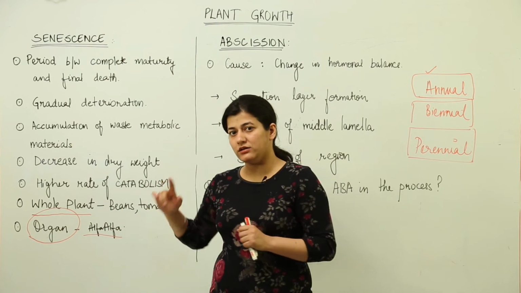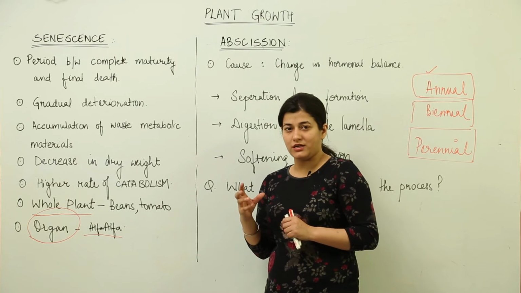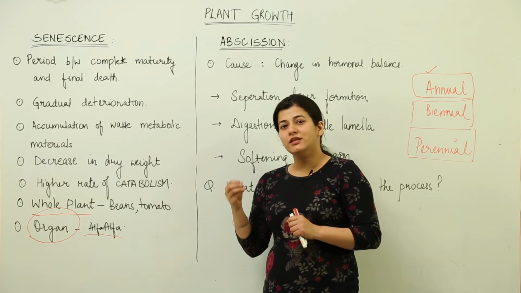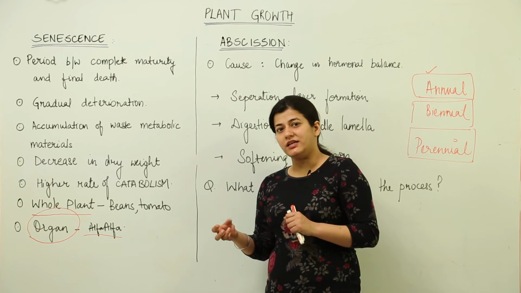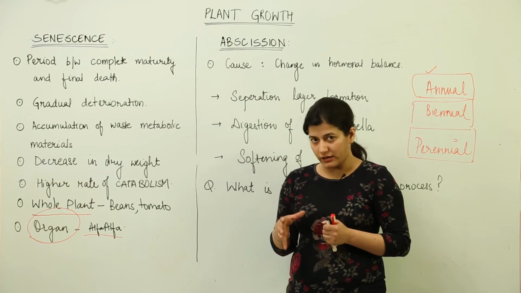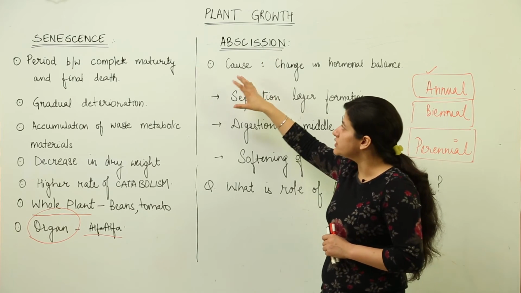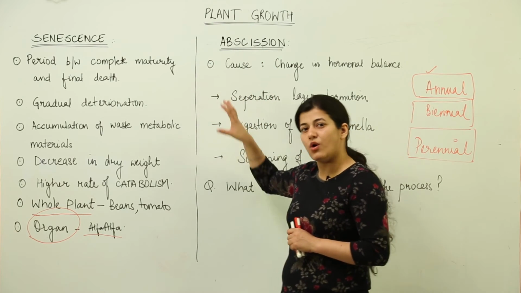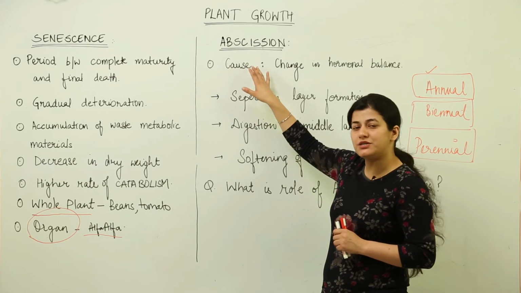Now when I am saying time and again organ senescence, what comes to mind is the shedding of leaves. Basically the dead leaves falling down, they are old leaves, they are dead, and they fall from the plant. So what is the process behind that falling of leaf? That is known as abscission. Now, what is the cause of abscission? There is a hormone known as abscisic acid. The name is such because it is related with abscission.